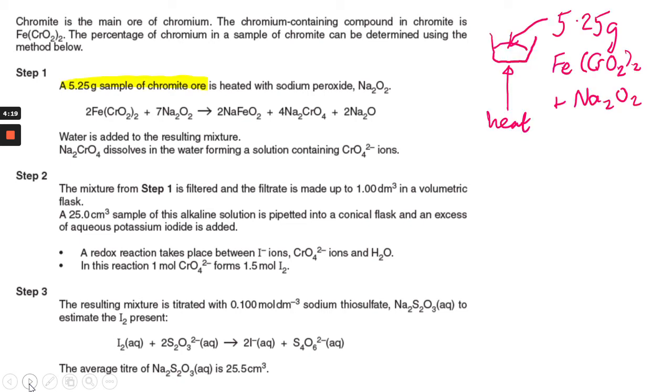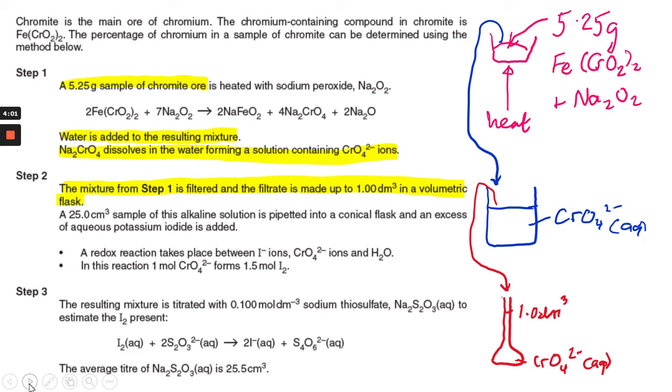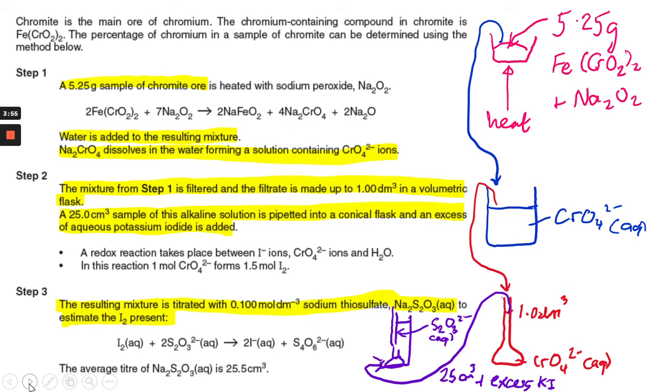We're told that the 5.25 gram sample of chromite ore is heated with sodium peroxide, and water is added to the resulting mixture, and the Na2CrO4 dissolves in the water, forming a solution of chromate 2- ions. Then the mixture is filtered and made up to a 1 decimeter cubed volumetric flask, and a 25 centimeter cubed sample of this alkaline solution is pipetted into a conical flask, and an excess of potassium iodide is added. In the titration, you will get an average titer of sodium thiosulfate of 25.5 centimeters cubed, and now you have something for which you can work out the moles.